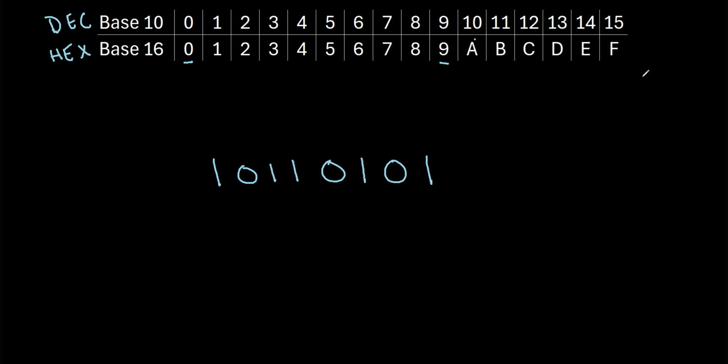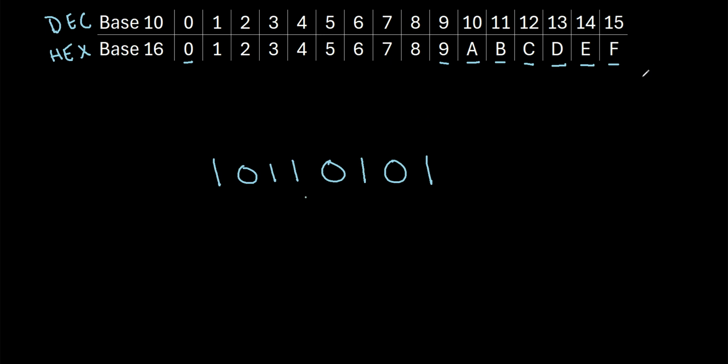to 9, but once we reach 10, we use an A to represent 10. And we use a B to represent 11, C represents 12, D represents 13, E represents 14, and F represents 15. So if we want to convert binary to hexadecimal, how can we do that knowing this?